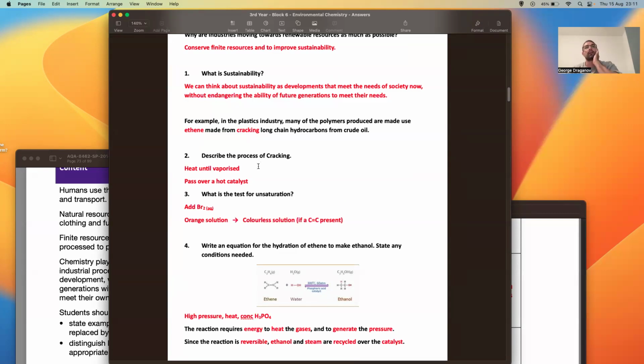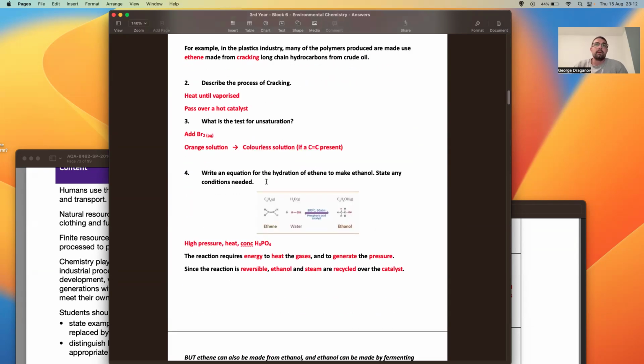Describe the process of cracking. That's just revising from organic chemistry. You vaporize your sample and you pass it over either a hot catalyst for catalytic cracking or over steam for steam cracking. Again, this is just revision of the organics. So test for unsaturation with bromine water, going orange to colorless.